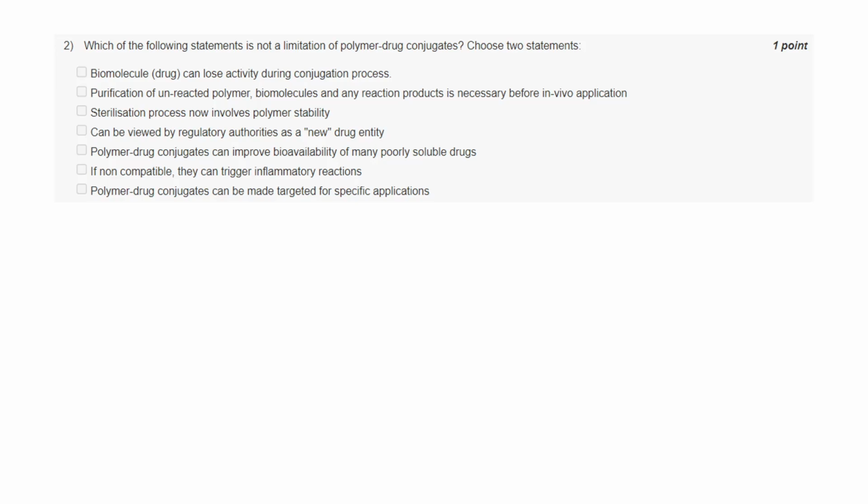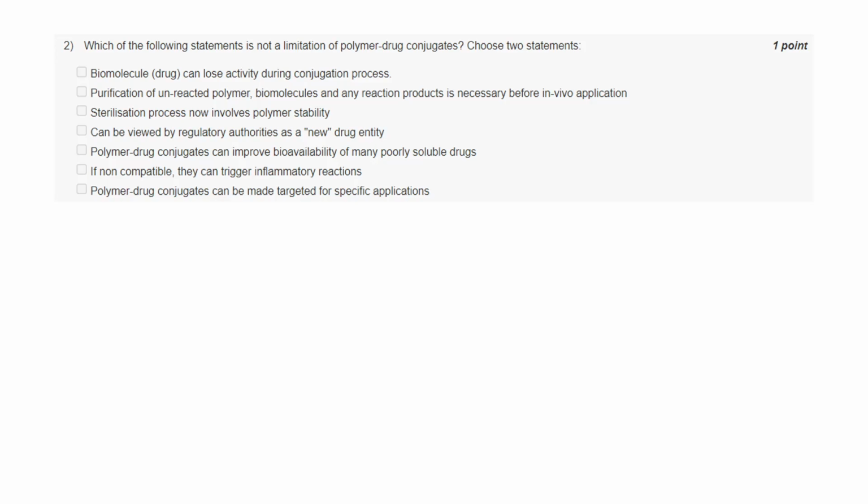First, the biomolecule, that is the drug, can lose activity during the conjugation process. Purification of unreacted polymer, biomolecules and any reaction products is necessary before in vivo application. The sterilization process now involves polymer stability. This can be viewed by regulatory authorities as a new drug entity. Polymer drug conjugates can improve bioavailability of many poorly soluble drugs. If not compatible, they can trigger inflammatory reactions. Polymer drug conjugates can be targeted for specific applications.